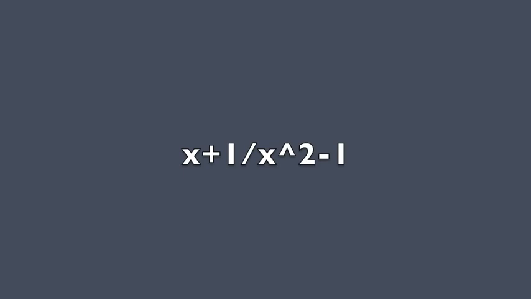Let's move on to putting variables into fractions and then simplifying them. So, for example, solve x plus 1 over x squared minus 1. Ooh, I know how. Go ahead, Dan. We can simplify x squared minus 1 into x plus 1 and x minus 1, right?